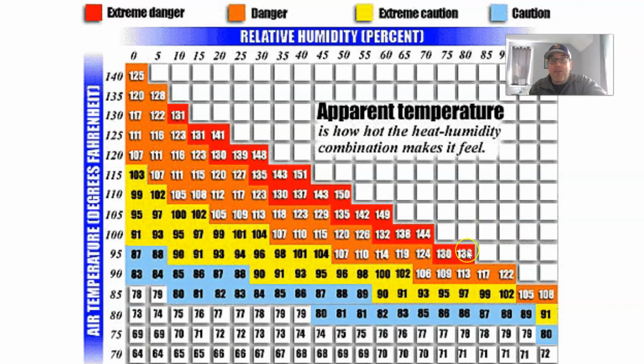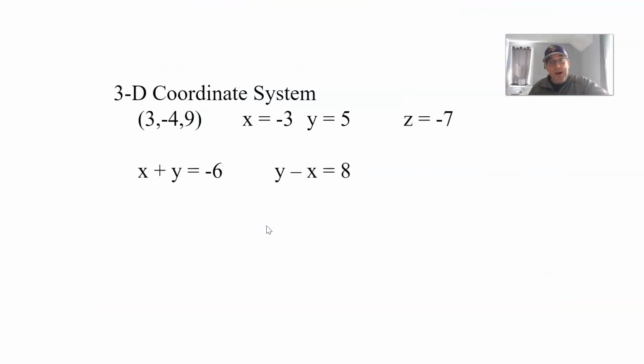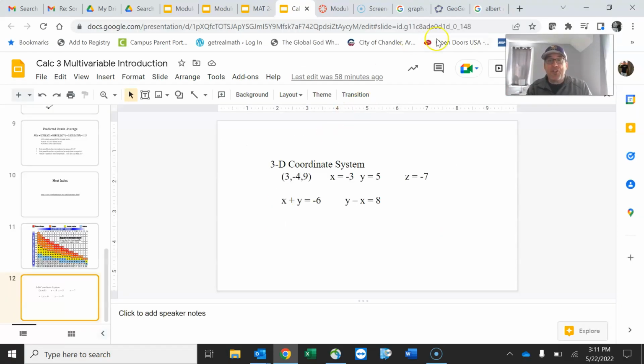Look at this one, 136 it looks like. So, but the point again is the apparent temperature, like the Z value, is a function of 2 input quantities, the relative humidity and the air temperature. We have multivariable functions everywhere. So how do we mathematically imagine them? And I want to encourage you starting right now.